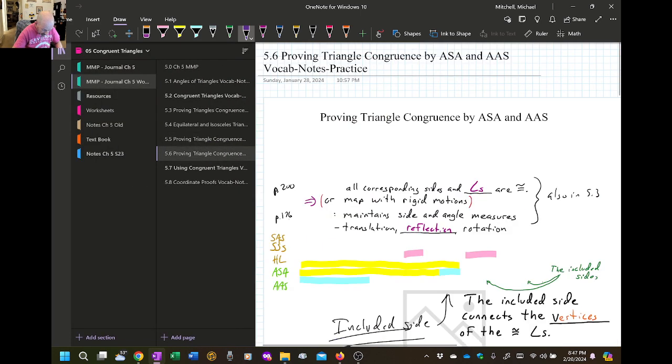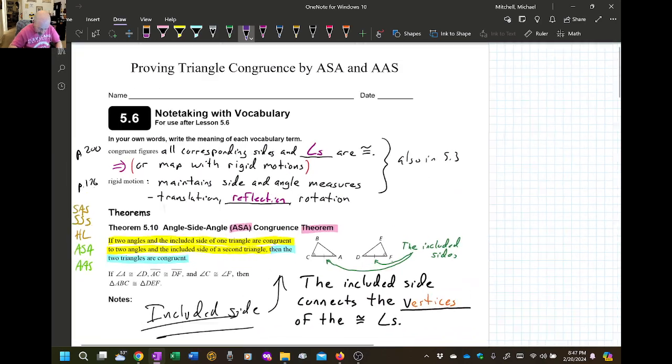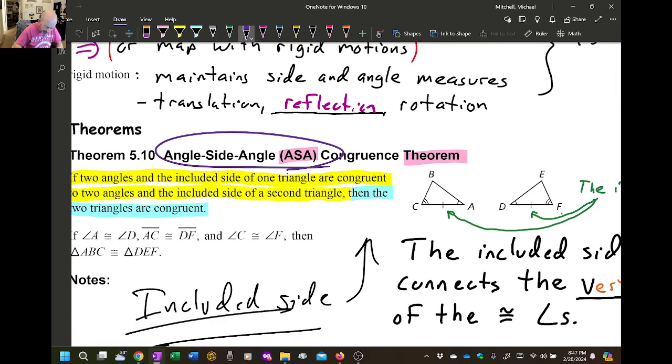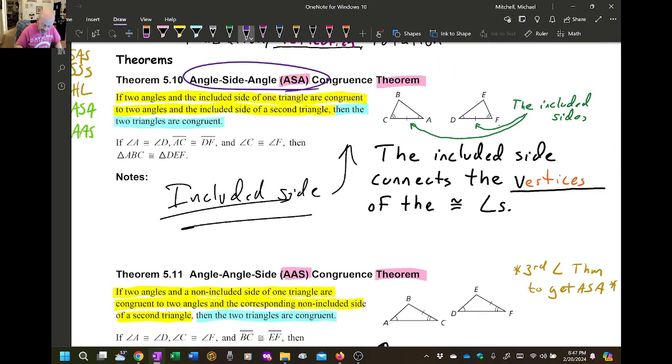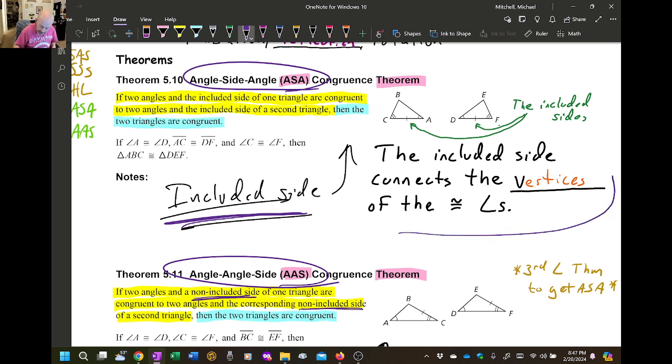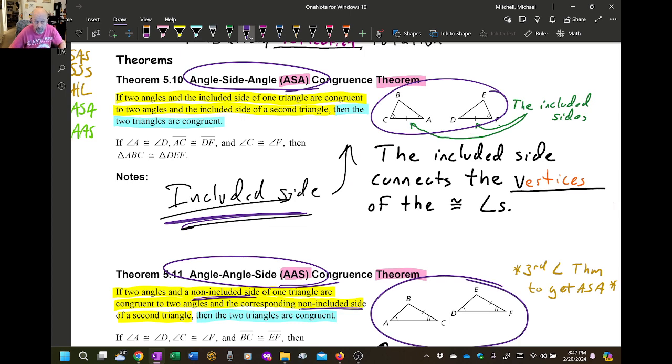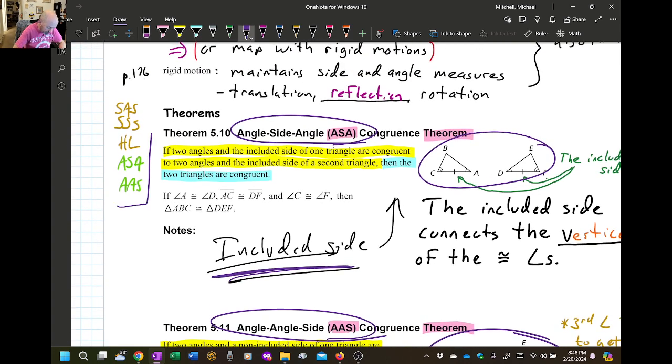And we also have these two right here. ASA, angle, side, angle. Again, the sides got to be included. Note that. And AAS, angle, angle, side. That's a non-included side. Important to know included versus non-included. Listen to the definitions we've had. Look at it right here. Connects the vertices of the congruent angles. And practice these. Look at the diagrams. Don't be afraid of making mistakes on your practice. You'll get it figured out there. We got them all right there for you too.